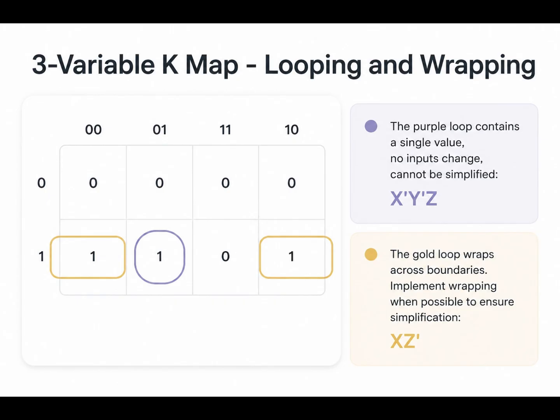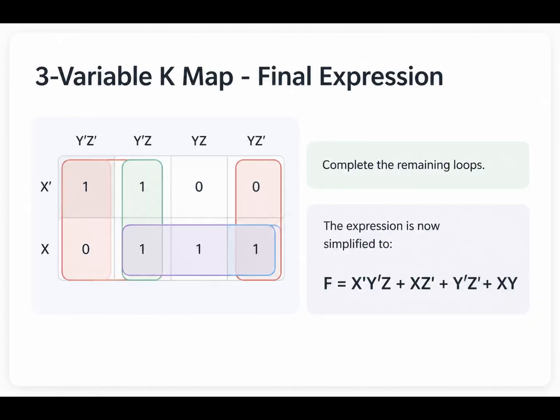Because of the gray code, the far left and far right edges logically touch. We can wrap a loop around the map boundaries to group them together, dropping the y variable. After completing all possible loops, including the wrapped edges, we extract our final terms. We have significantly reduced the complexity of the original 5-term equation down to 4 simpler terms.